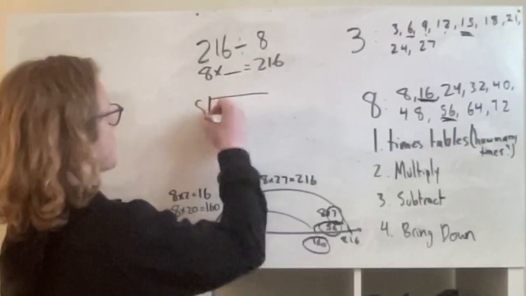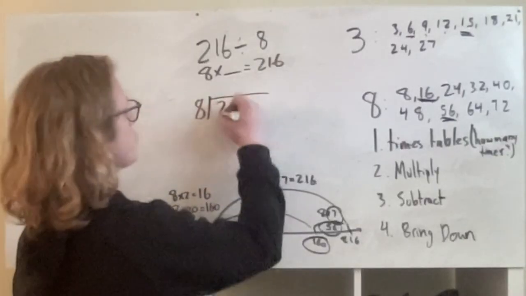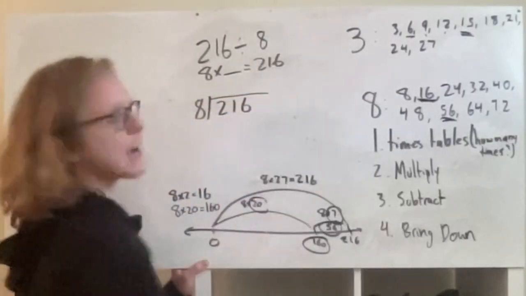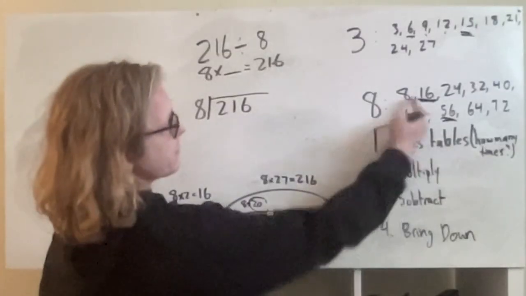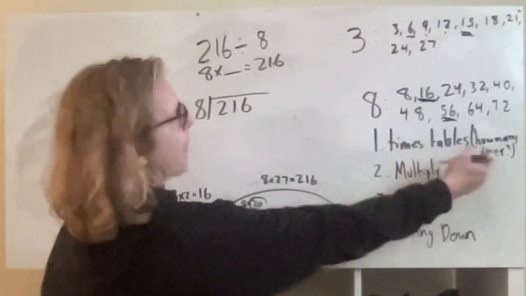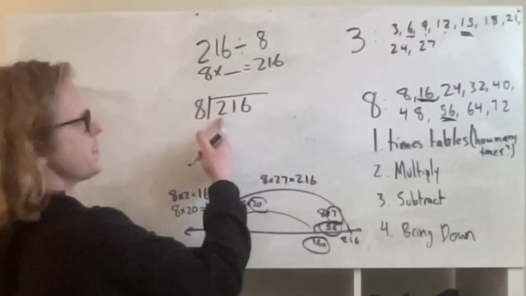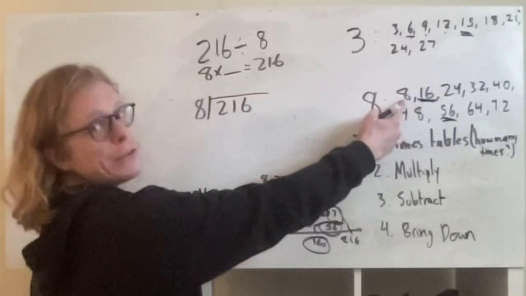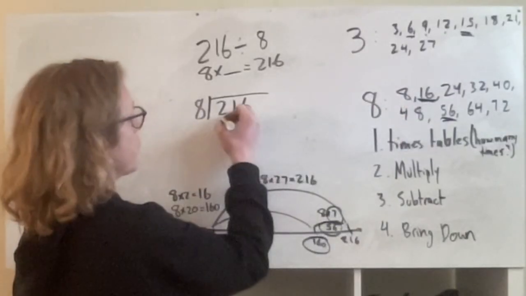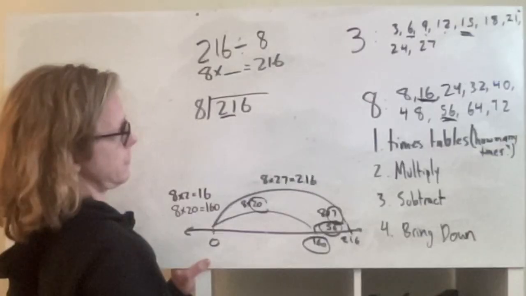So remember, the divisor, 8, goes on the left. 216 goes inside. We start here. Times tables. 8 times tables. That's what we're thinking about. How many times can it go in? Can 8 go into 2? It cannot, because 8 times 1 is already more than 2, right? But it can go into 21. How many times?